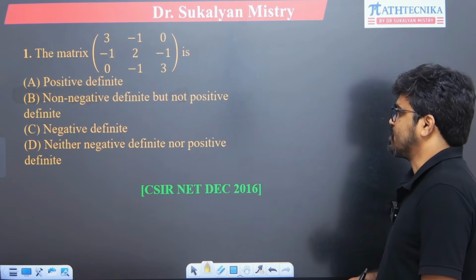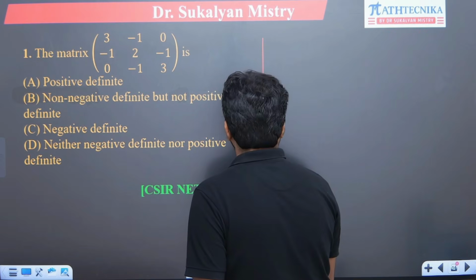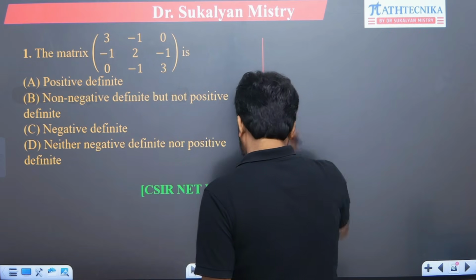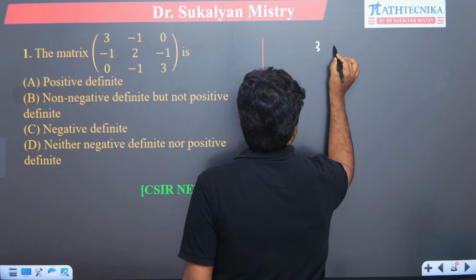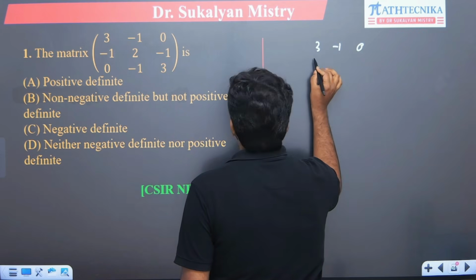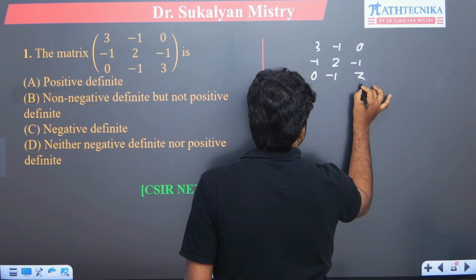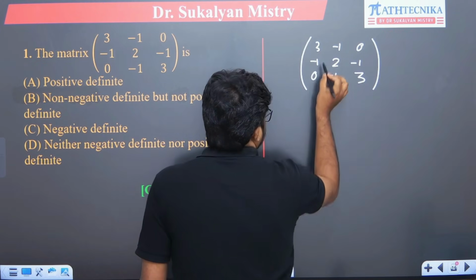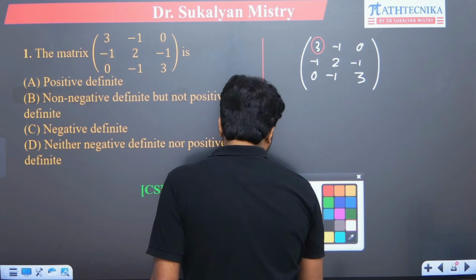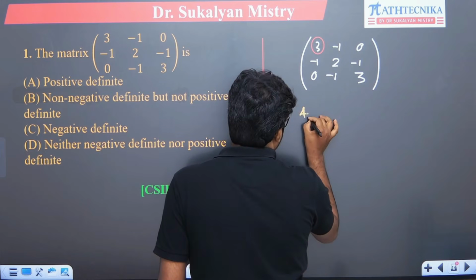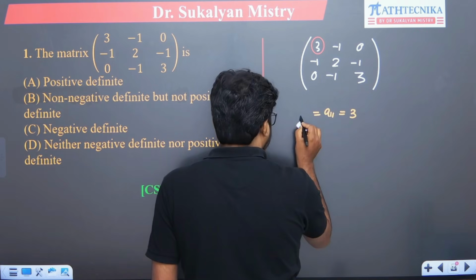Suppose, see this matrix. Here the given matrix is a symmetric matrix: 3, -1, 0; -1, 2, -1; 0, -1, 3. So this position is A11, which is 3. Simply we denote this A1.